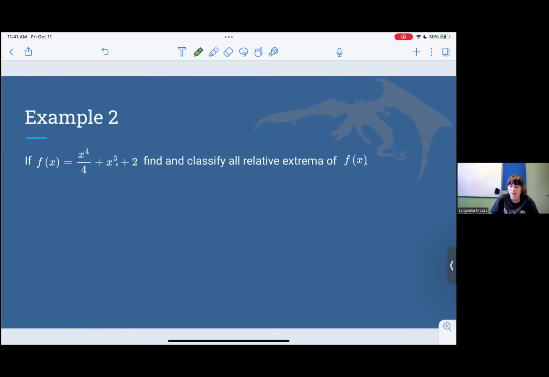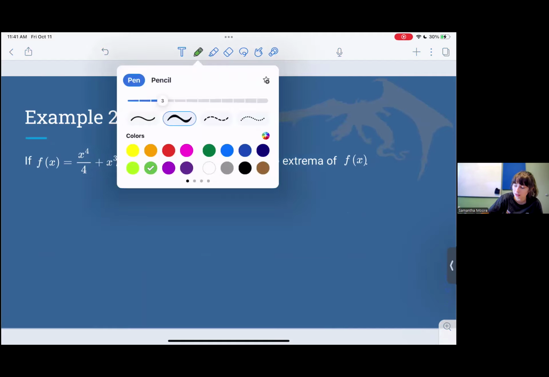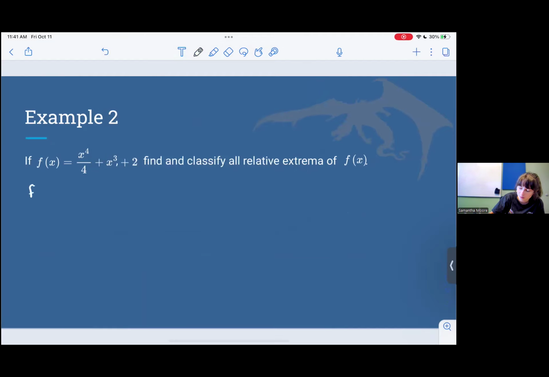So we are told that f of x is x to the 4th over 4 plus x cubed plus 2. We want to find and classify all the relative extrema of f of x. So let's see. I'm going to need f prime of x, which is x cubed plus 3x squared, and I'm going to need f double prime of x, which is then 3x squared plus 3x.